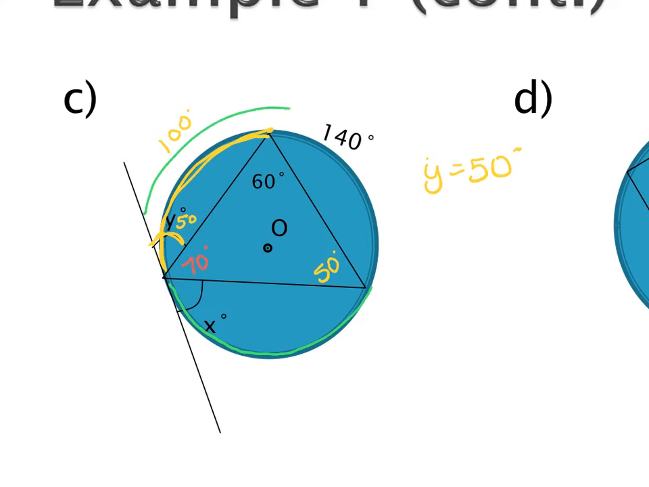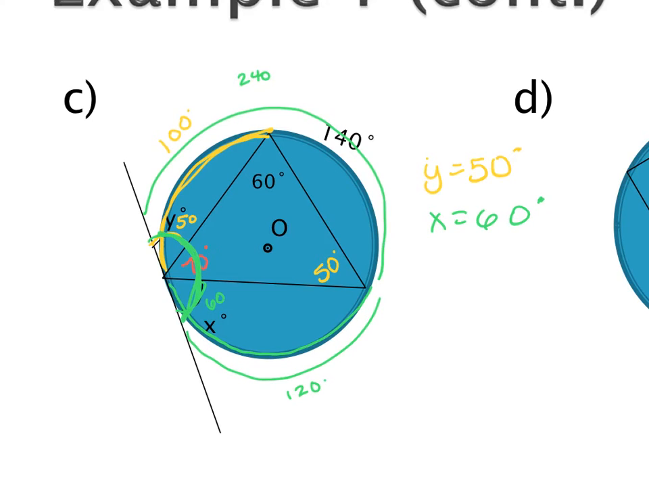And then 100 plus 140, that's 240. Subtract that from 360, so this is 120, and X is 60. Good. Or we could have gone back to, Mateo, what you were saying about the linear pair. Once I had the 50 and the 70, you could also add those together and subtract them from 180. So all the rules that you know about linear pair, vertical angles, angles in a triangle, all that stuff still applies.